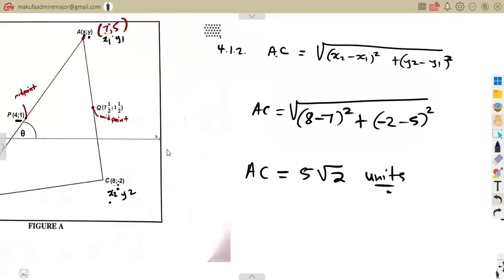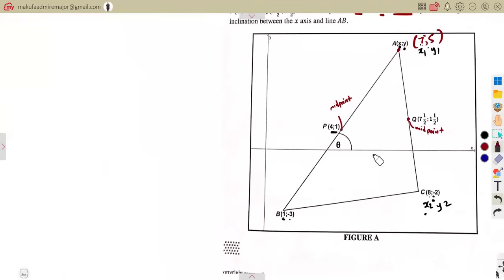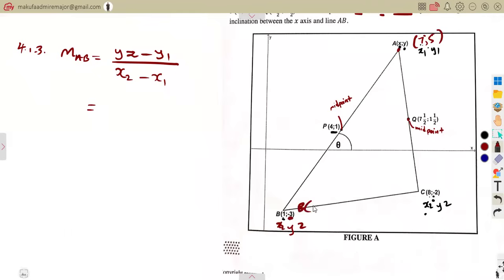So this is our AB, A and B. Remember our A and our B. A is already there. So that's 4.13. From that formula, the gradient of the line AB, the change in Y over the change in X, is going to be (Y2 minus Y1) over (X2 minus X1). Again, it's in your hands. You can name this X1, Y1, then this will be X2, Y2. So Y2, that is minus 3. Remember, the point B there is (1, minus 3). So that is minus 3 minus 5.